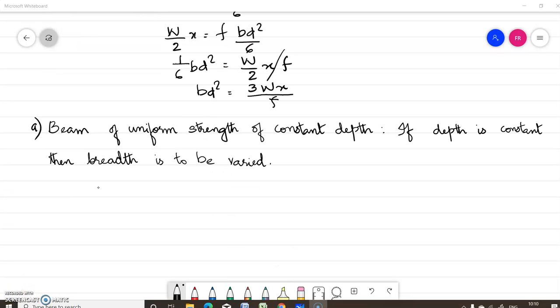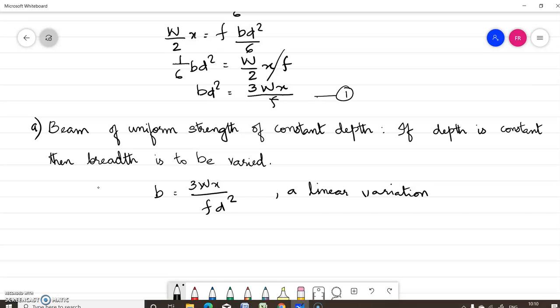Now case 1 is beam of uniform strength of constant depth. If depth is constant, then breadth is to be varied. Now from this equation we will get the equation for breadth B is equal to 3WX divided by F into D square. Now we can see that here breadth varies linearly with X. So we can find the value of breadth at X equal to 0. When X equal to 0, you will get breadth is equal to 0.